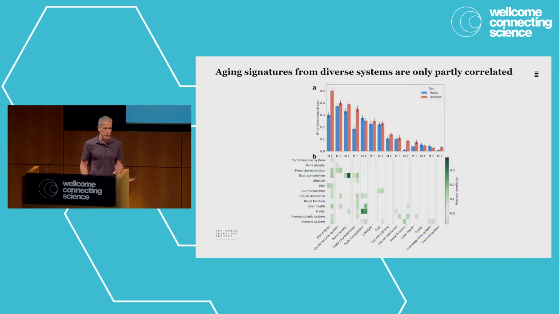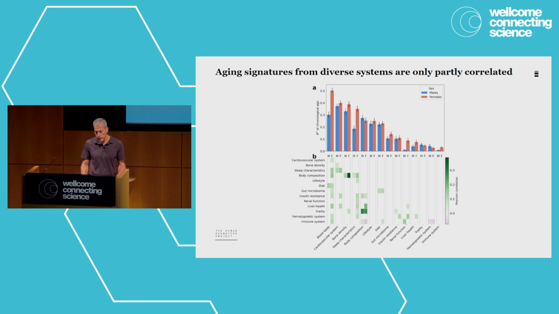And so by doing that, we could actually develop a significant clock. By significant, I mean a machine learning algorithm that significantly predicts the chronological age of a person. The ability to predict chronological age varied by these 14 different clocks. So the clock based on the metabolomics was the most predictive in terms of how much it could explain chronological age. But all of the clocks were significant.